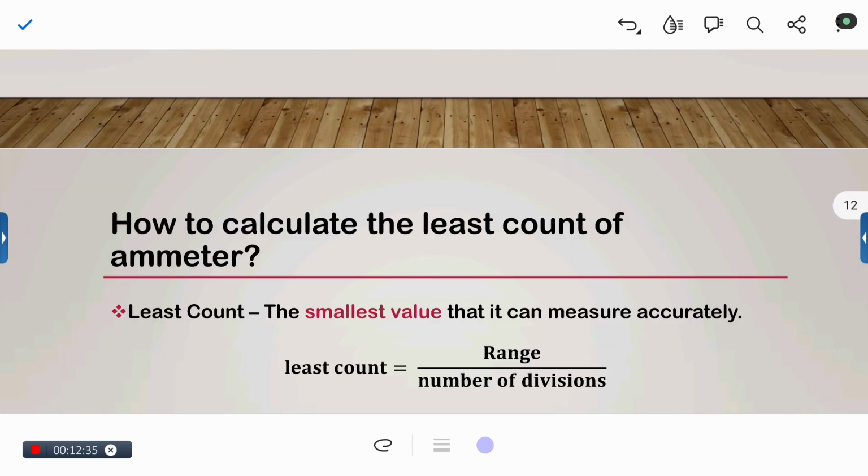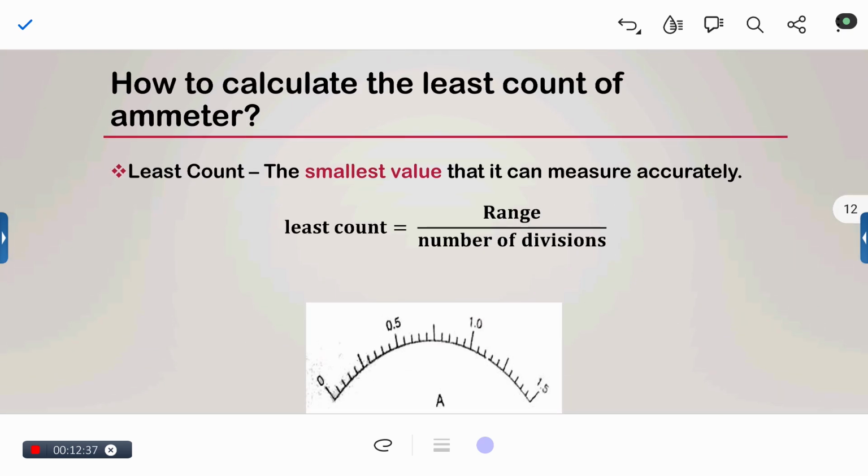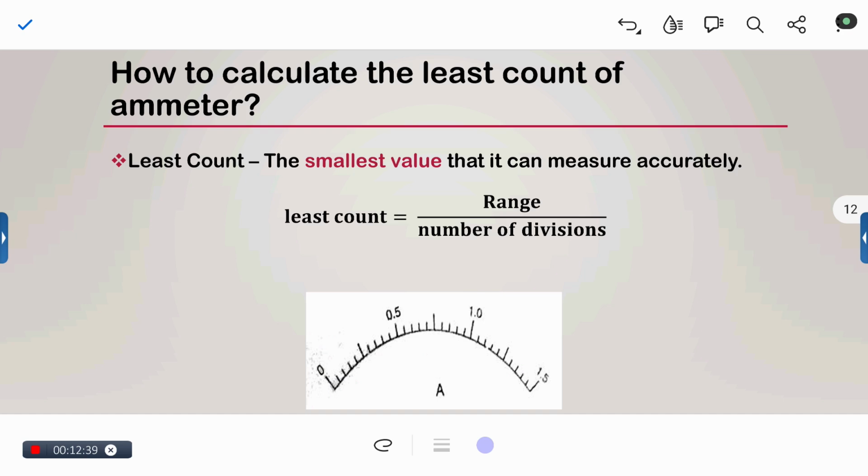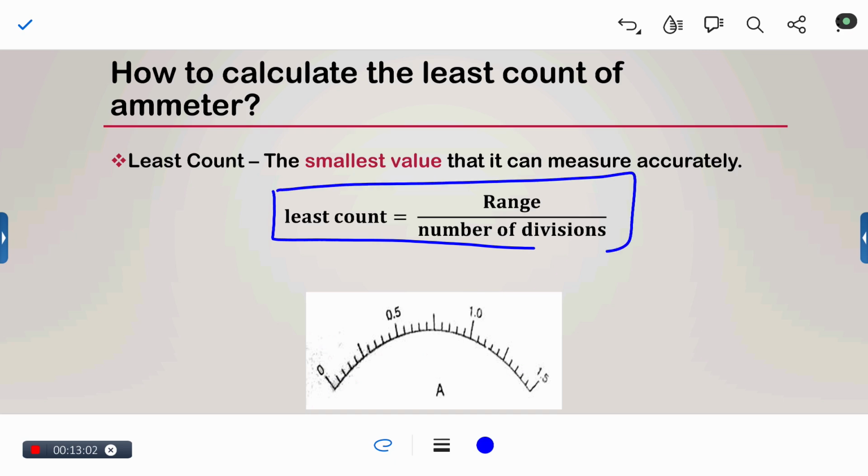Next. How to calculate the least count of an ammeter? Not only the ammeter, in order to calculate the least count of any device, there is a formula. Least count is equal to range divided by number of divisions. This is the formula you are going to use to calculate the least count of any device. So what is the formula over here? Least count is equal to range by number of divisions.